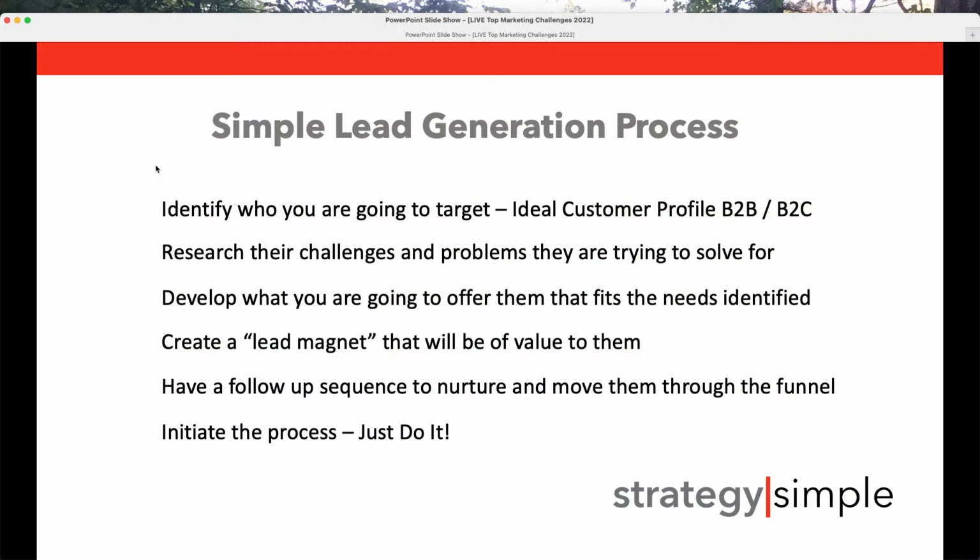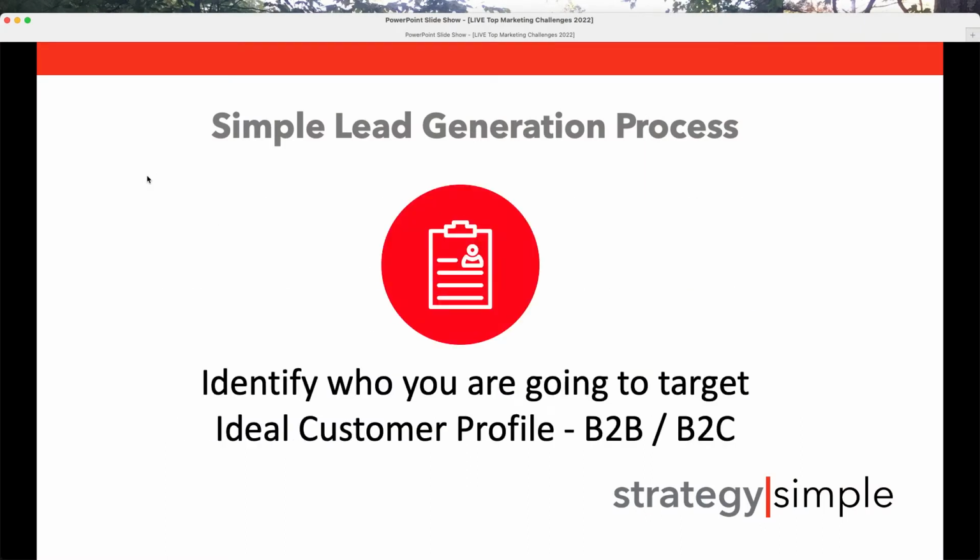Well, all that means that we're going to run through each of those steps really fast to put it into a little bit of perspective. So, we're going to do that now. You ready? Here we go. So, identify who you're going to target, your ideal customer profile.